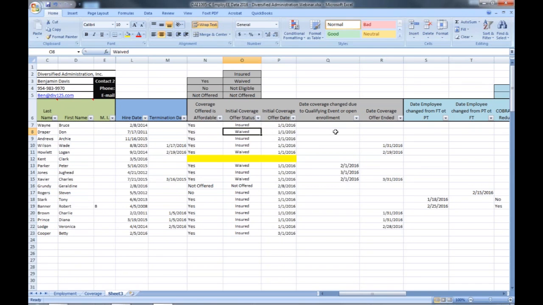Archie Andrews also has a common situation which is quite easy to enter. He was recently hired back in November of 2015. Our plan documents state that we offer coverage on the first of the month following 60 days of full-time employment. So even though he was employed on January 1st, 2016, his waiting period didn't end until February 1st, at which time he elected the affordable coverage we offered to him.